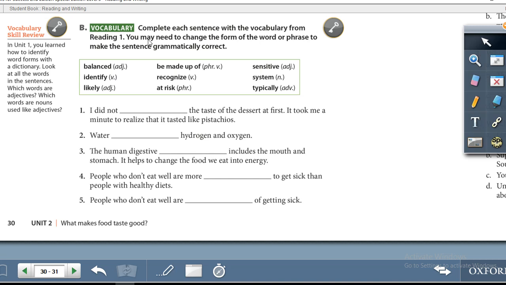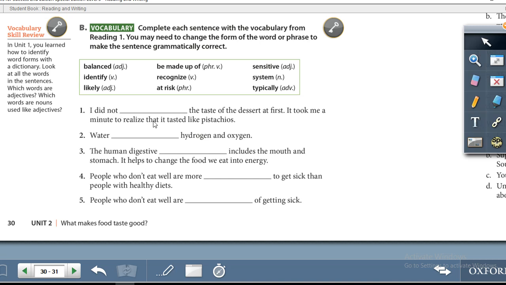Right, now this is another exercise which is based on vocabulary. So it says complete each sentence with the vocabulary from reading 1. So basically all of this vocabulary in this block is taken from reading 1. Now, in some of these words that are provided in this block, you are going to maybe have to change the word grammatically, right? So let's look at number 1.